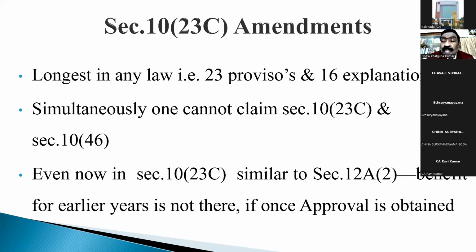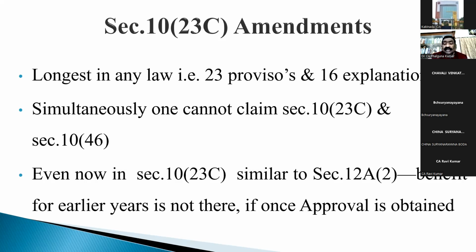Now there is one bar also. Section 10(46) is for government-promoted, government-managed institutions like your HUDA, TUDA, or public government corporations. If they want its exemption specifically, they should apply under 10(46), and if the exemption is given, they cannot claim 10(23C) simultaneously. Either this or that you should opt for. That is the important amendment.